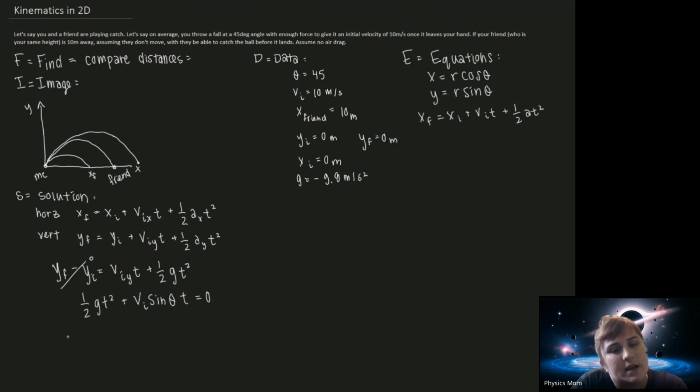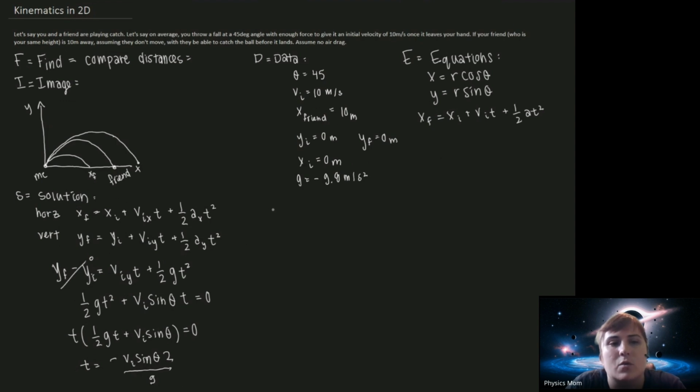So when I factor out a t, I get t times (1/2 gt plus v_i sine theta), and that's essentially going to equal 0. One of my times goes to 0. The other factor is set equal to 0. So if I solve for t, I get that time is equal to negative v initial sine theta times 2 over g. Now that I have this time, I'm going to plug this into my horizontal equation to figure out how far that ball is going to go.